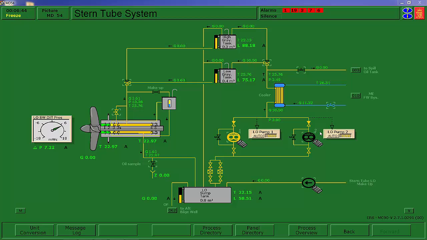Now, one of the primary things we want to happen right away is to have the main engine turning over on the jacking gear. There are a few reasons for that. One, by turning the engine over, we know that all the parts are lubricated. There could also be water in the cylinders.